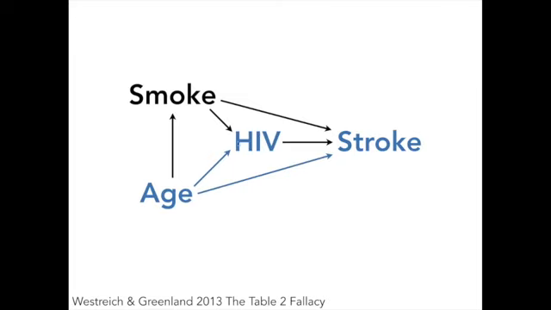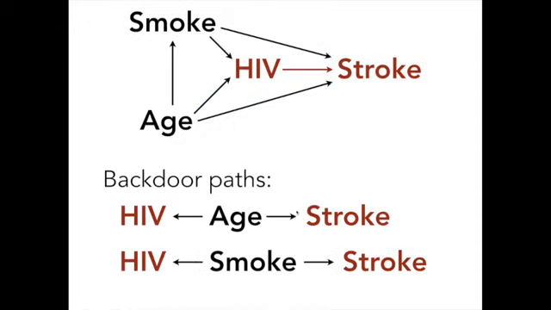And then there's another backdoor path through age, right? Where HIV, since age is a common cause of both, this is like a confound path. It's a fork. You can see that, yeah? So we've got our 2 backdoor paths. They're both forks. One passes through age in the middle and one through smoking. So if we condition on age and smoking, we can block both of these backdoor paths and we can get an unbiased estimate of HIV and stroke.